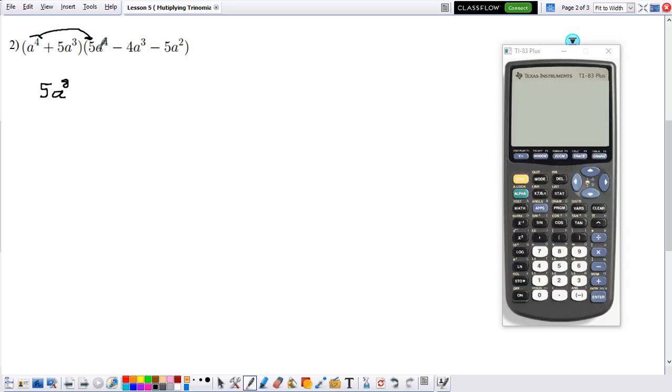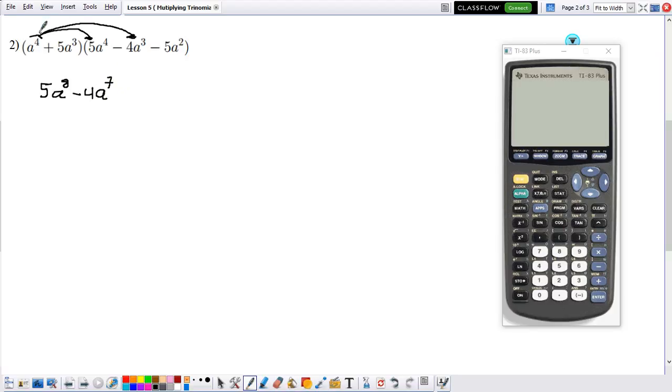A to the fourth times a to the fourth, you add exponents, becomes an 8. So now you've got to distribute that again. Positive times a negative, that's a negative. So we got negative 4. A to the fourth times a to the third, that's a to the 7. Let's rewrite that. That was negative 4, a to the 7.